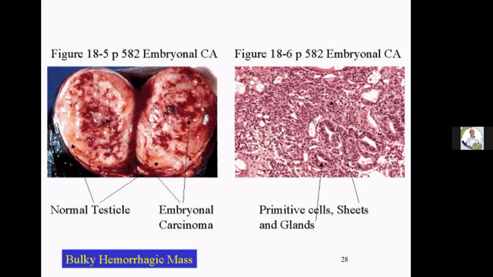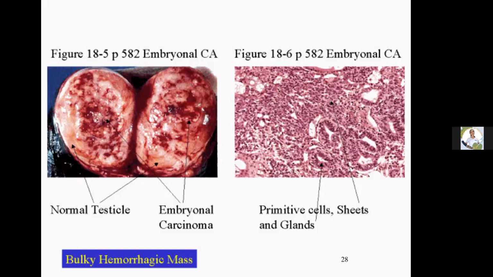On the other side is your microscopic picture of your embryonal carcinoma. You can see glandular formation of tumor cells. Some are in sheets. So if you see glands, papillae, and sheets of hyperchromatic pleomorphic cells, that is your embryonal carcinoma.